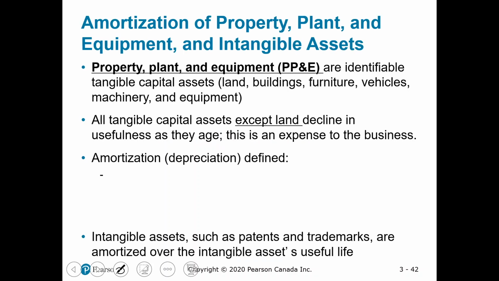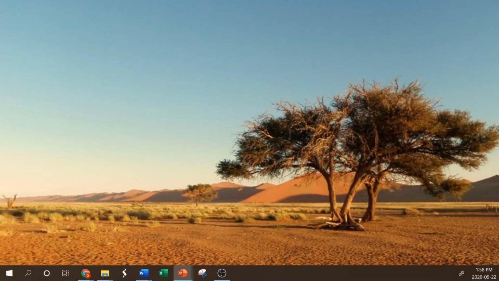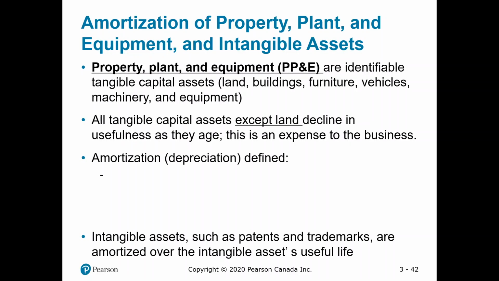So now we will take a look at the last type of adjusting entries that we have. And this is the amortization of property, plant, and equipment and intangible assets. So property, plant, and equipment, often just called PP&E for short. These are identifiable, tangible capital assets. So those long-term assets like land, building, furniture, vehicles, and so on.